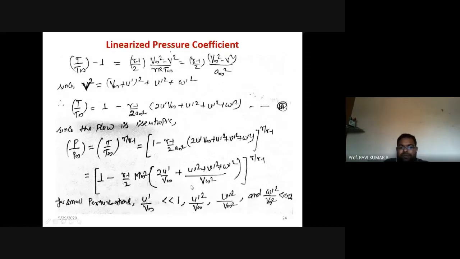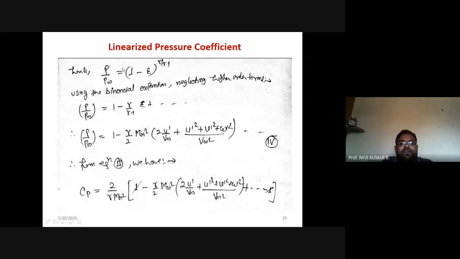So this complete term, if I say epsilon, is 1 minus epsilon to the power gamma upon gamma minus 1. So I can write here p by p infinity is equal to 1 minus epsilon to the power gamma upon gamma minus 1. Then using the binomial expansion, I can solve this. So p by p infinity is 1 minus gamma upon gamma minus 1 epsilon plus higher order terms, which can be neglected, because this will be the squaring of this.